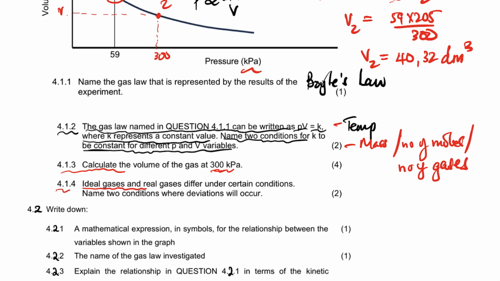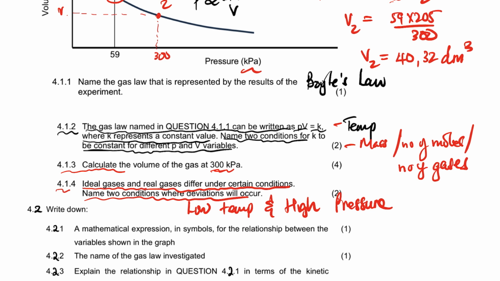It says ideal gases and real gases differ under a certain condition; name the condition where they deviate. Guys, they always deviate at low temperature and high pressure. That's where they deviate all the time. When they do not deviate, they are the same, at the opposite of this: low pressure and high temperature.